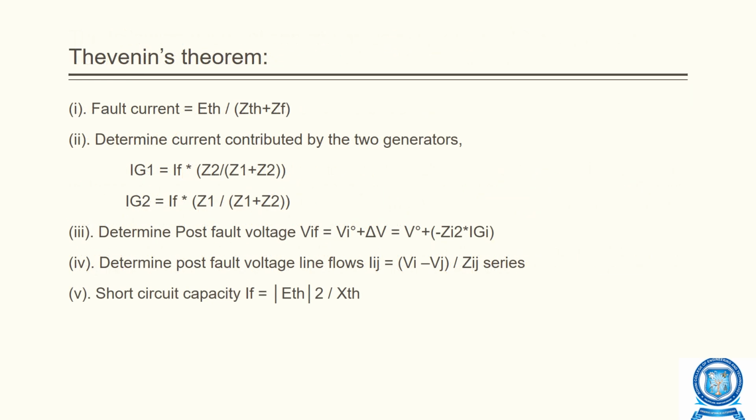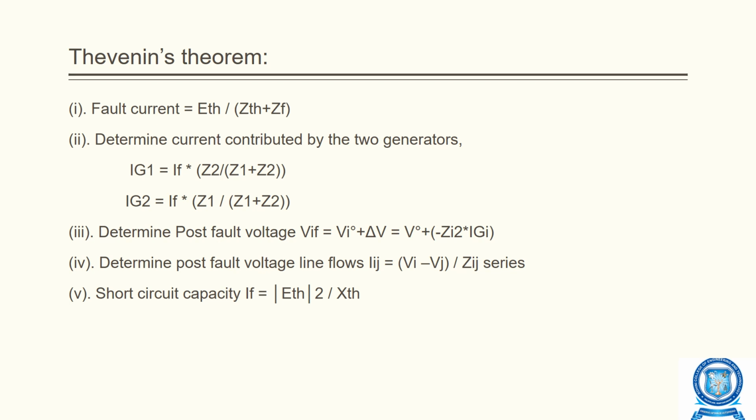So coming to Thevenin's theorem, the steps involved are: first we need to draw a single line diagram for the given system. Next, select a common base, and find out the per unit reactance of all generators, transformers, transmission lines and loads. From the single line diagram, draw the reactance diagram, which indicates all the reactances in per unit. Now reduce the reactance diagram, keeping the fault point identical. Keep the fault point alone and reduce the remaining things, so you will get the equivalent reactance. This is what we call Thevenin's equivalent circuit.